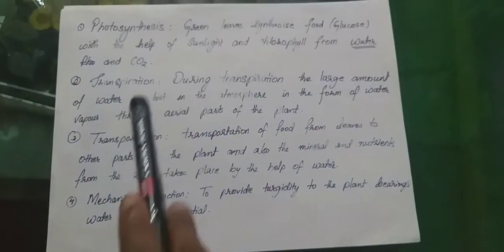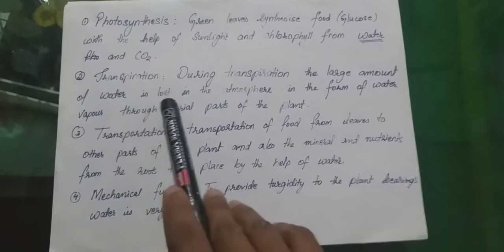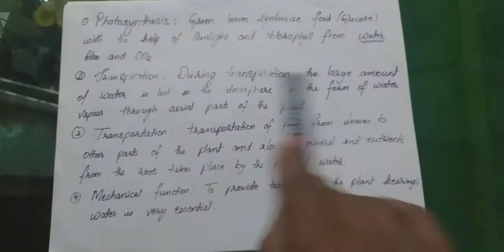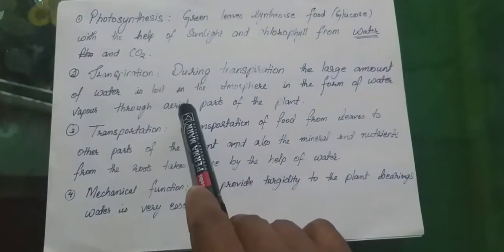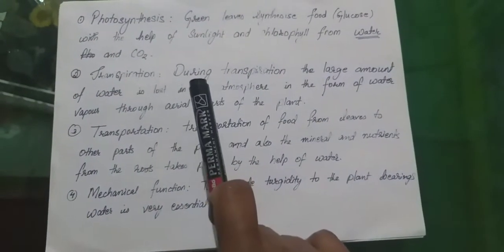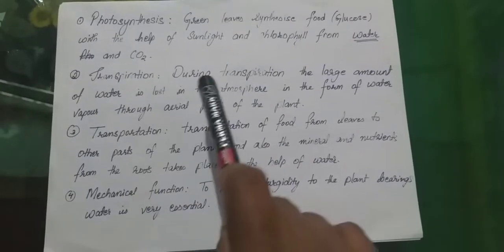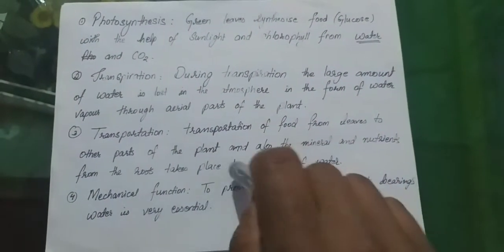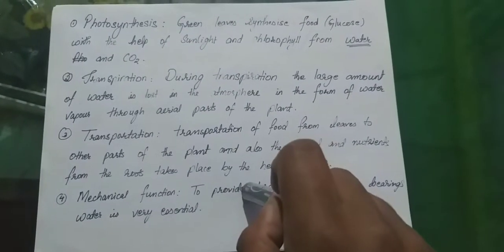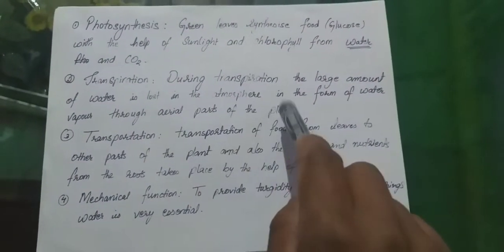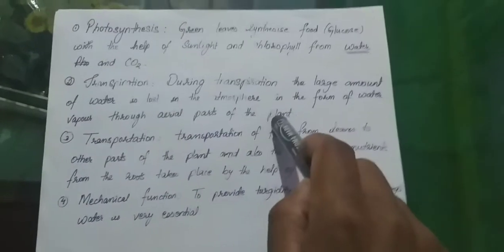Number two, transpiration. During transpiration, a large amount of water is lost to the atmosphere in the form of water vapor through the aerial parts of the plant. Aerial parts of the plant include stem, leaves, flowers, etc.